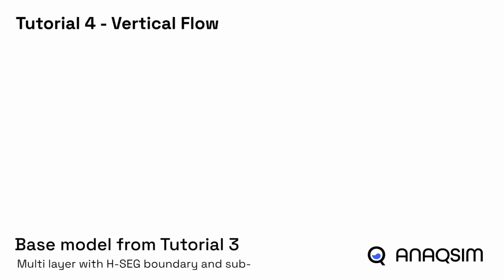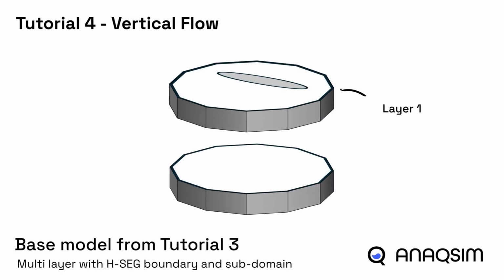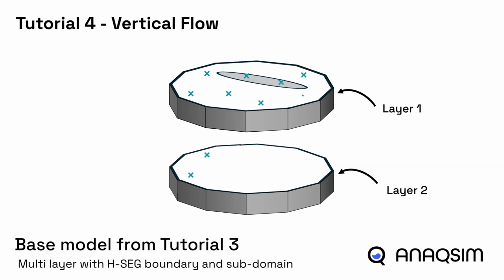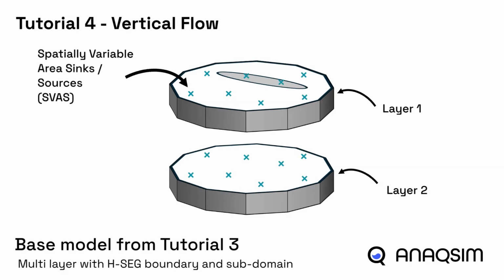Welcome back. In the last tutorial, we created a 3D groundwater model by adding a second layer. However, the model still doesn't calculate 3D flow, meaning water can't move between layers. To allow 3D flow, we'll need to add Spatially Variable Area Source sinks, or SVAS points, to our model.